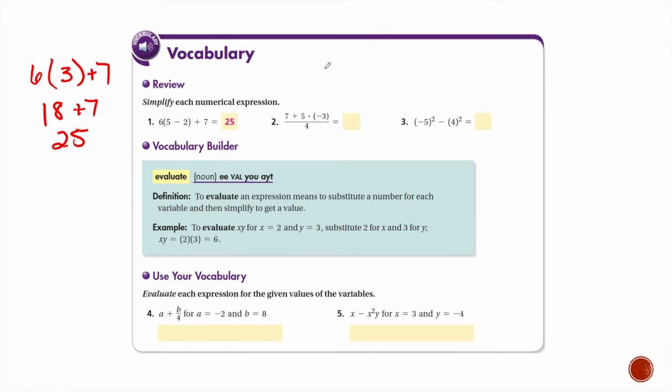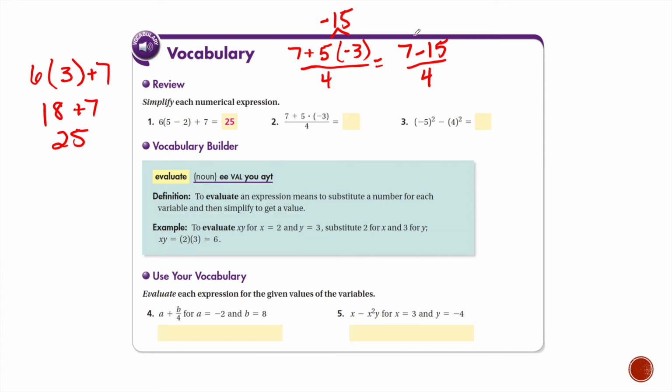Question 2. We have 7 plus 5 times the negative 3, all over the 4. Well, that's the same thing as 7, and 5 times negative 3 gives you a negative 15. If you add a negative, it's the exact same thing as subtracting. So we're going to subtract the 15 from the 7, then divide it by 4.